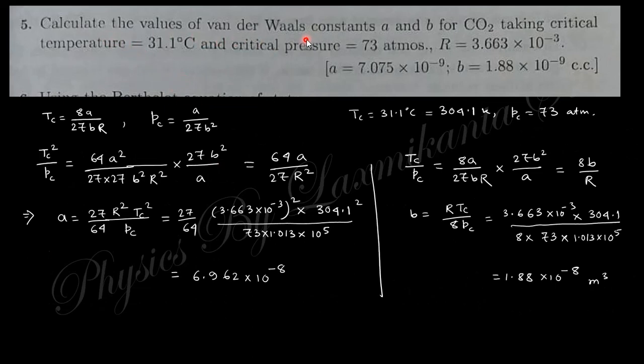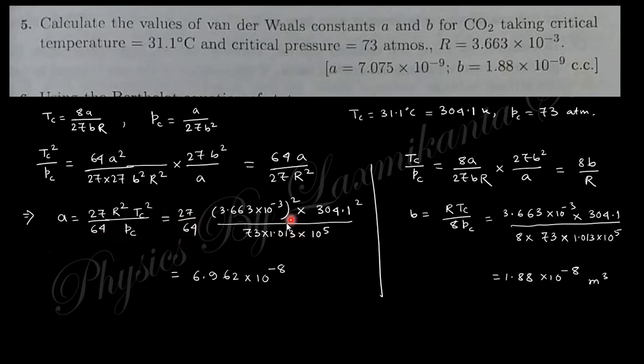Calculate the van der Waals constants A and B for carbon dioxide, taking the critical temperature Tc and Pc as given, and R is given. You know the expression of Tc is 8A by 27BR, and Pc is A by 27B square. So Tc square by Pc is 64A by 27R square. From here you will get the value of A.